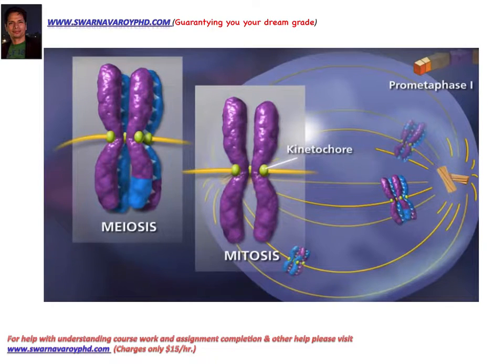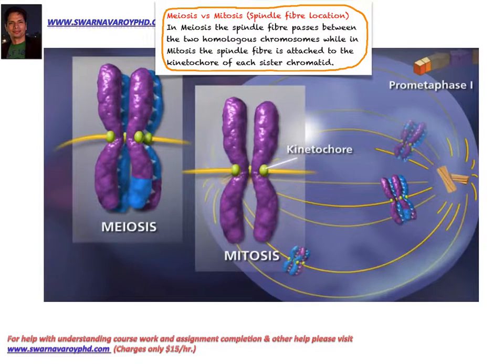This is prometaphase I, and one important concept we need to know is that the chromosomes now get attached to the spindle fiber, and they start migrating towards the middle, the metaphase plate that will come right at the equator of the cell. But before that, we need to know meiosis versus mitosis.